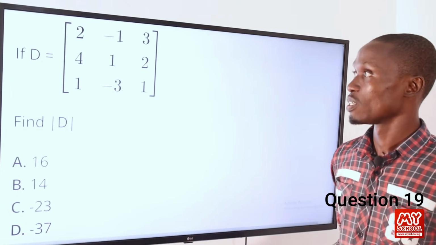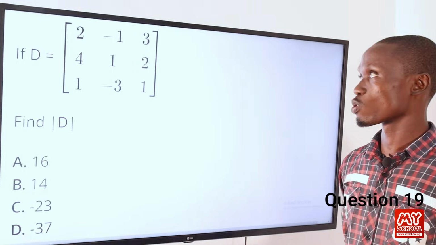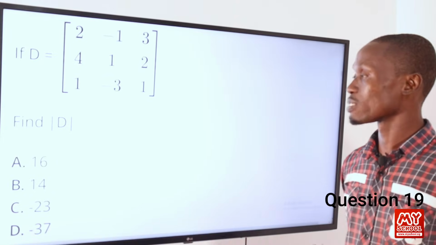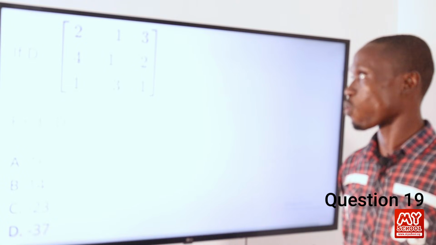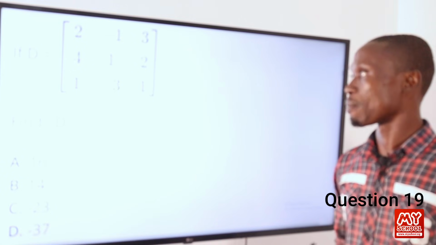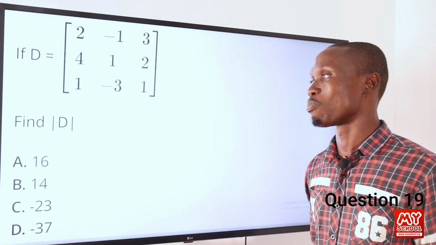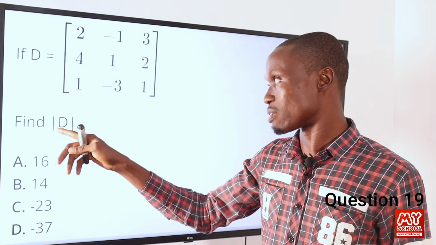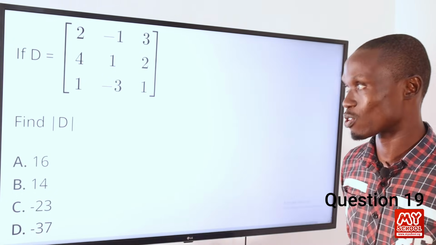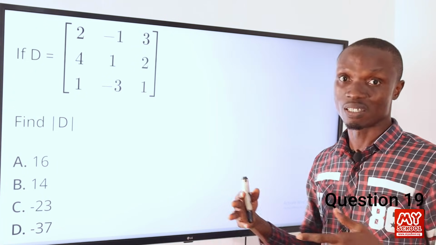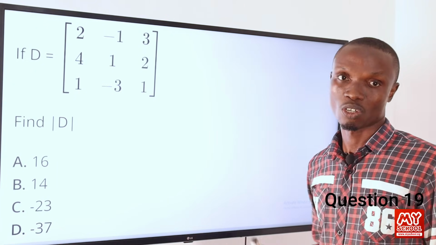Question 19. If matrix D is equal to 2, minus 1, 3, 4, 1, 2, 1, minus 3, 1, find |D|. But because of the bars, |D| actually means the determinant. So they're asking us to find the determinant of D. Let's head over to the board.